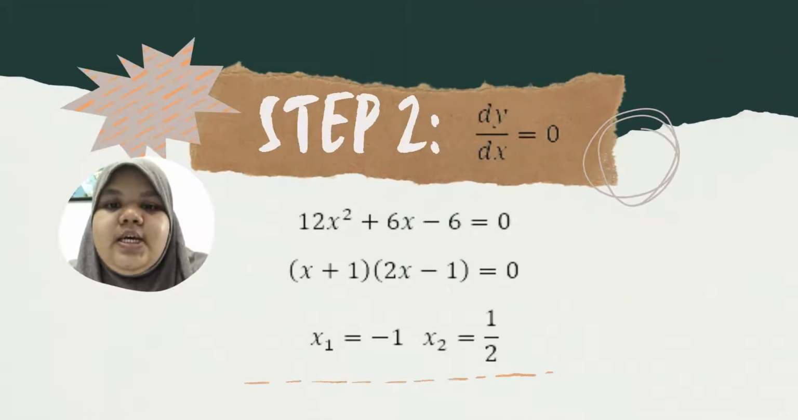Step 2: dy/dx equals 0. So 12x^2 + 6x - 6 equals 0. The answer is (x + 1)(2x - 1) equals 0. The final answer is x1 equals negative 1, x2 equals 1 over 2.